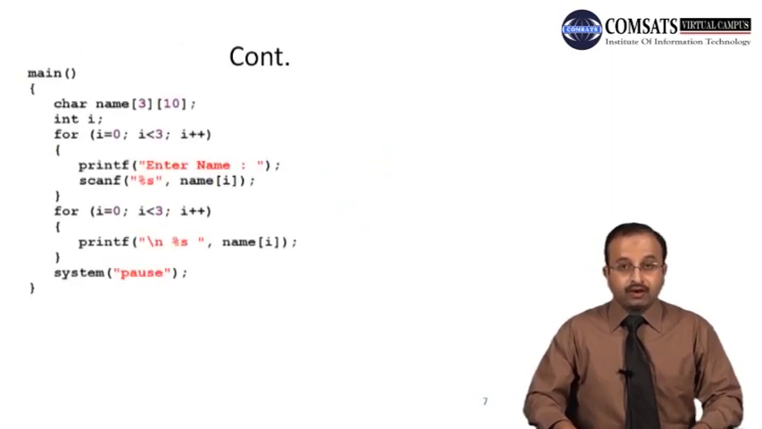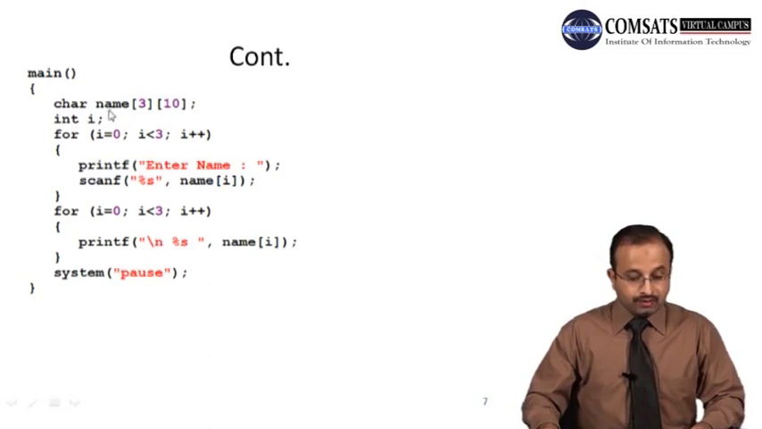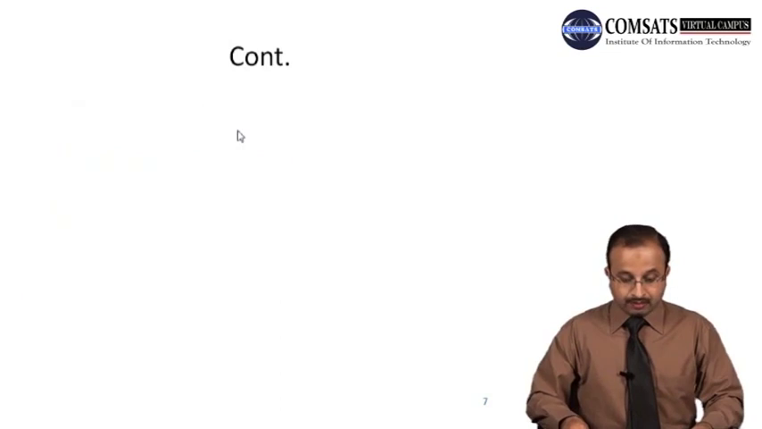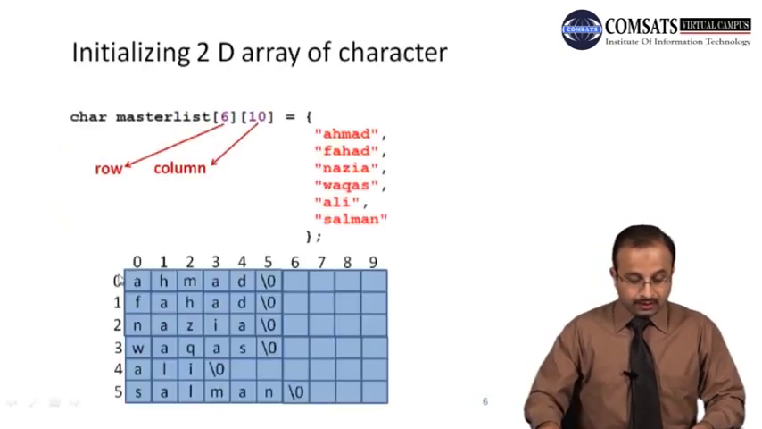This is another way of initializing a two-dimensional array of characters from the user. You take input values from the user and input them into that two-dimensional array. Now you can see we have a two-dimensional array of characters whose name is name. It contains 3 rows and 10 columns. Like in the last slide, let me go to the previous slide, we had 6 rows and 10 columns.